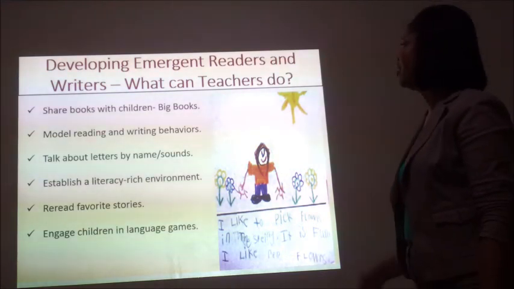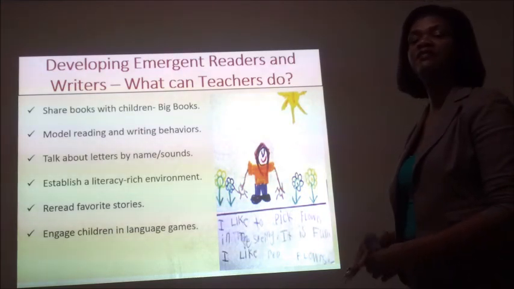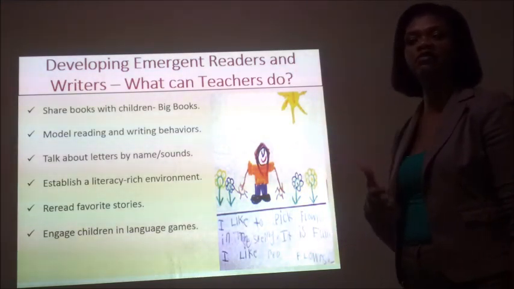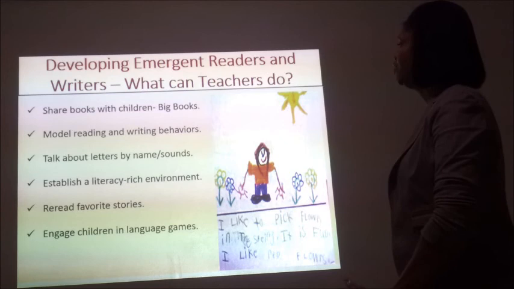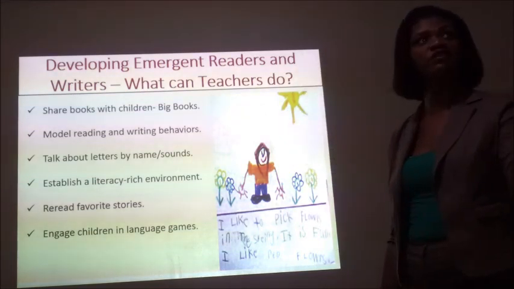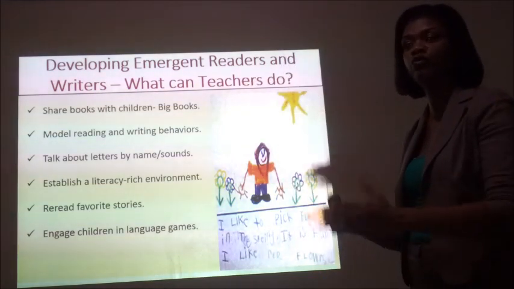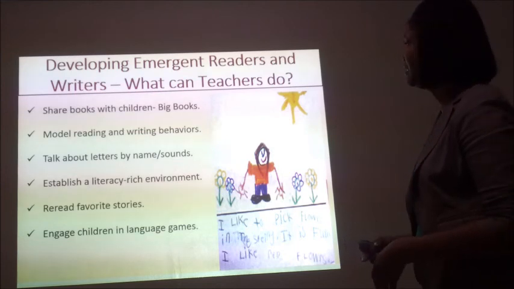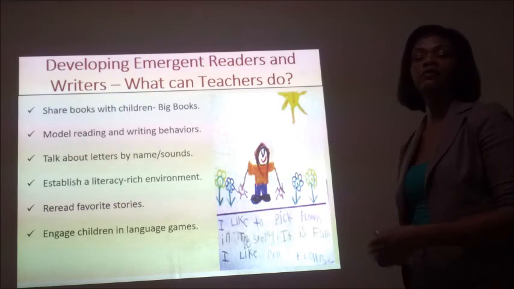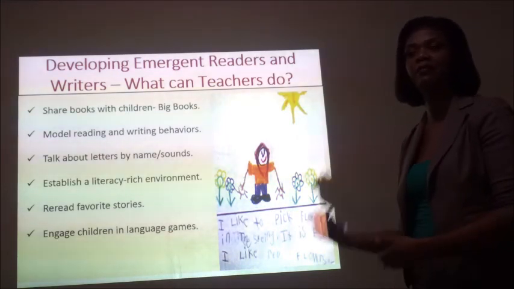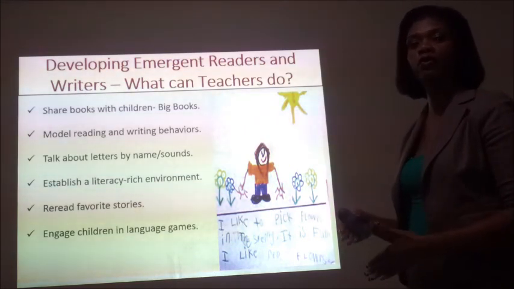So, talk about letters. Each letter has a name and a sound. So you identify the name and you give the sound so that the child is able to identify with what is being read. You establish a literacy-rich environment so that all around your surroundings, the child is able to see the charts that are being displayed and the centers where they can go and use reading as a process of understanding. You reread favorite stories. By reading these stories over and over, the child is able to identify with the page that is coming, what is expected on that page, and is better able to follow as you read.